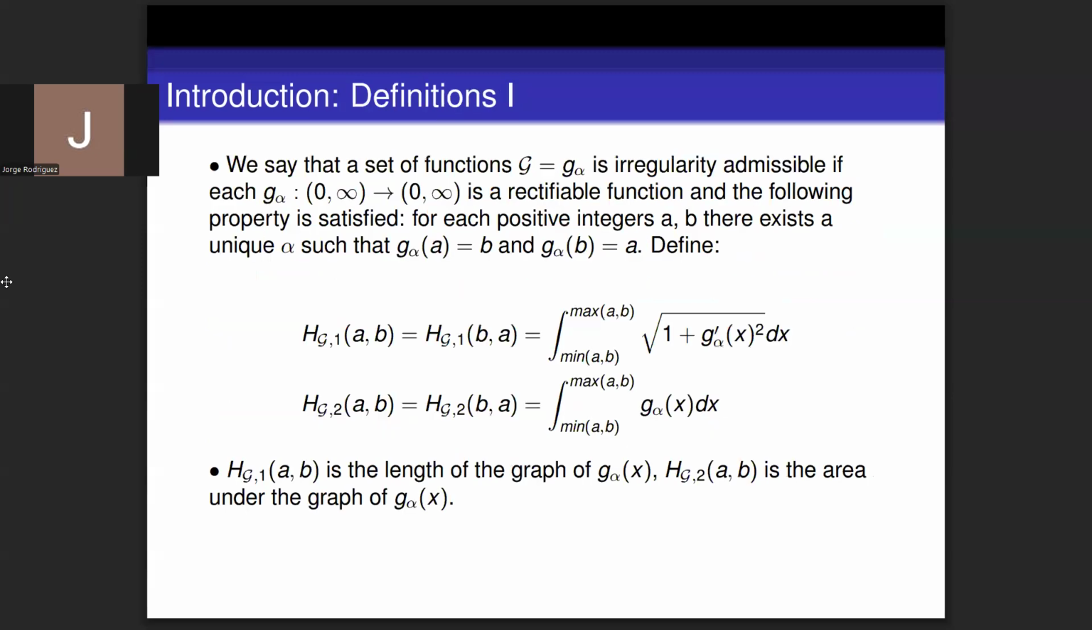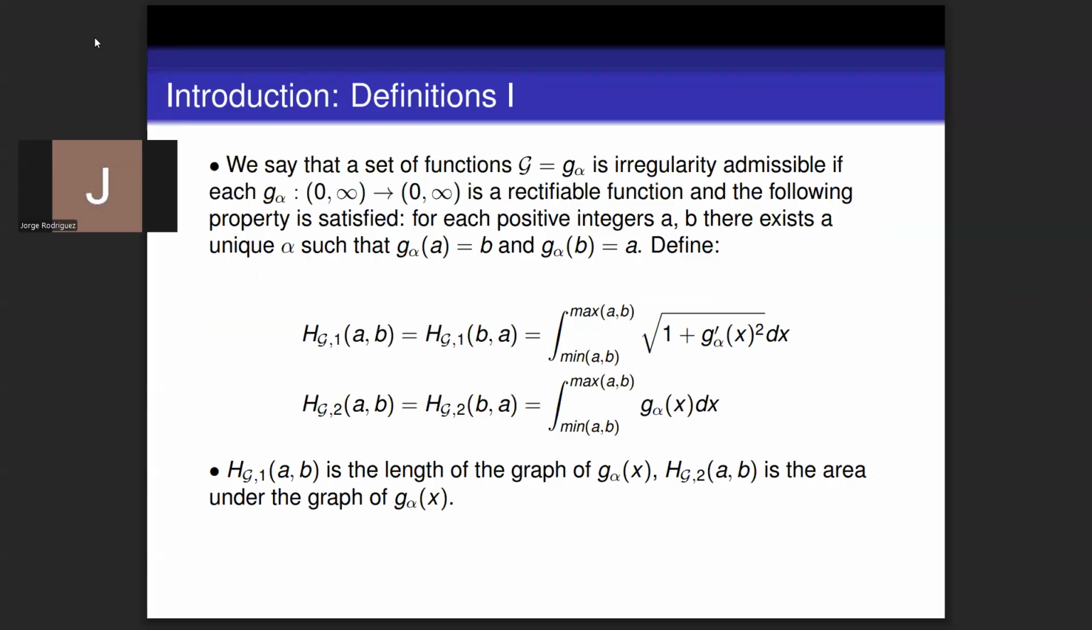Okay. Now I'm going to be defining some objects that are going to be helpful to follow the presentation. Let me start by reminding a bit what the first and second irregularity Sombor indices are, and then we are going to generalize these indices. We say that a set of functions G is irregularity admissible if its function G is a rectifiable function and the following property is satisfied. For each positive integers a and b, there exists a unique alpha such that G evaluated at a is equal to b and G evaluated at b is equal to a.